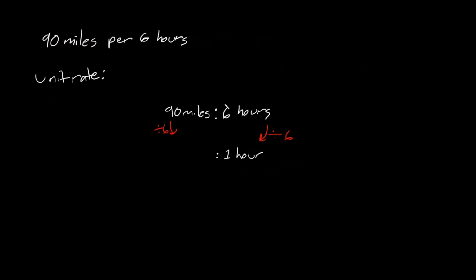And this is 15, but we can go ahead and do the division just to make sure. So we have 6 into 90. 6 goes into 9 one time. Subtract. That's 3. Drop down this 0. 6 goes into 30 5 times. And then 6 times 5 is 30, so that is 0. And our answer is 15. So we travel 15 miles in 1 hour.